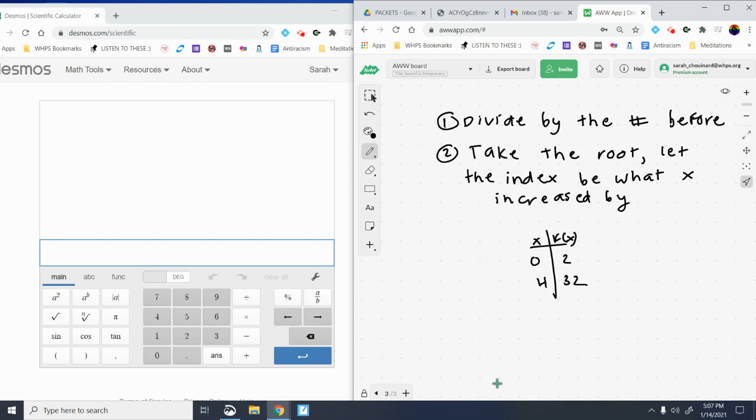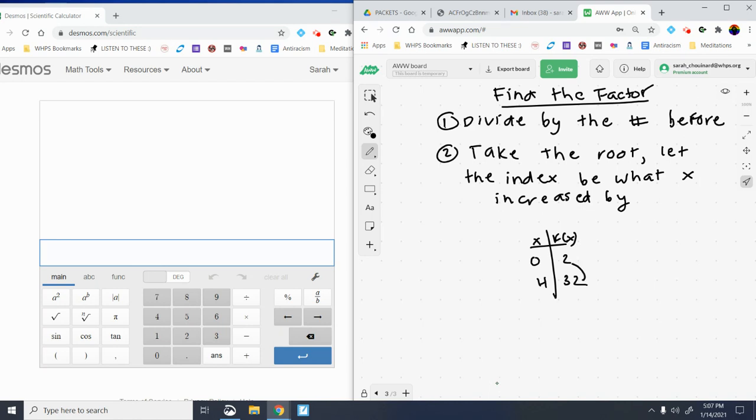All right, I'm going to cover some exponential function examples in this video. Just a quick reminder: to find the factor, you divide by the number before in the table. Then you take the root and let the index be what x increased by.